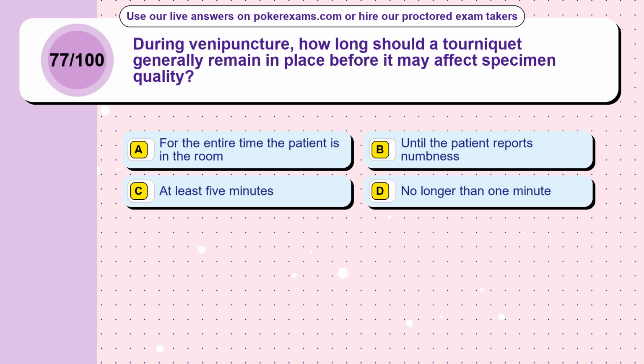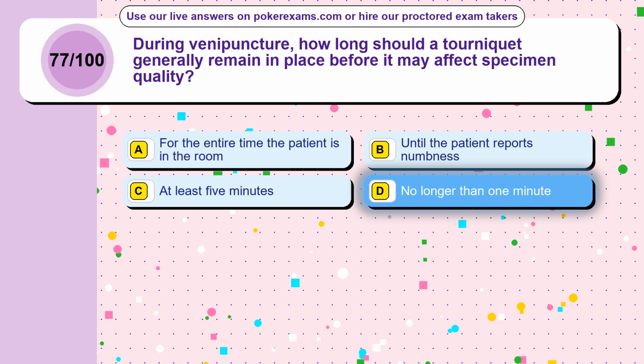Question 77. During venipuncture, how long should a tourniquet generally remain in place before it may affect specimen quality? Option A. For the entire time the patient is in the room. Option B. Until the patient reports numbness. Option C. At least 5 minutes. Option D. No longer than 1 minute. The correct answer is option D. No longer than 1 minute.